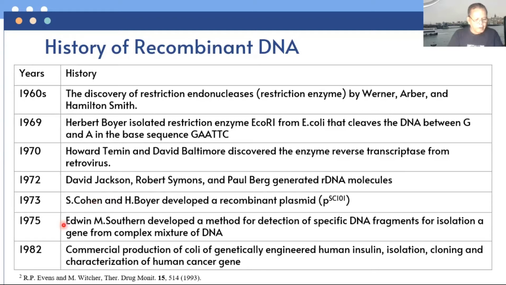And in 1975, Edwin M. Southern developed a method for detection of specific DNA fragments for isolation of a gene from a complex mixture of DNA. This method is known as the Southern blotting technique. Then in 1982, commercial production in E. coli of genetically engineered human insulin, and isolation, cloning, and characterization of human cancer genes.